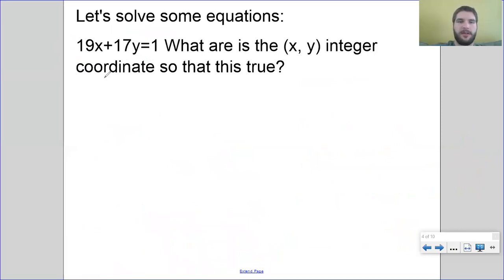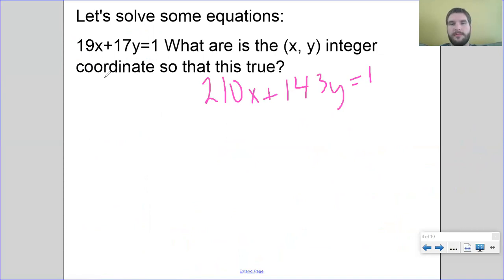Okay, let's deal with another one. What if I had 210x plus 143y equals 1? Okay, so I think we can tell 210 and 143 are relatively prime. We know that this is made up of a whole bunch of primes, but this is essentially 11 times 13, and this is 2 times 3 times 5 times 7. Are we okay with that? Recognizing that these two numbers have to be relatively prime. Okay.